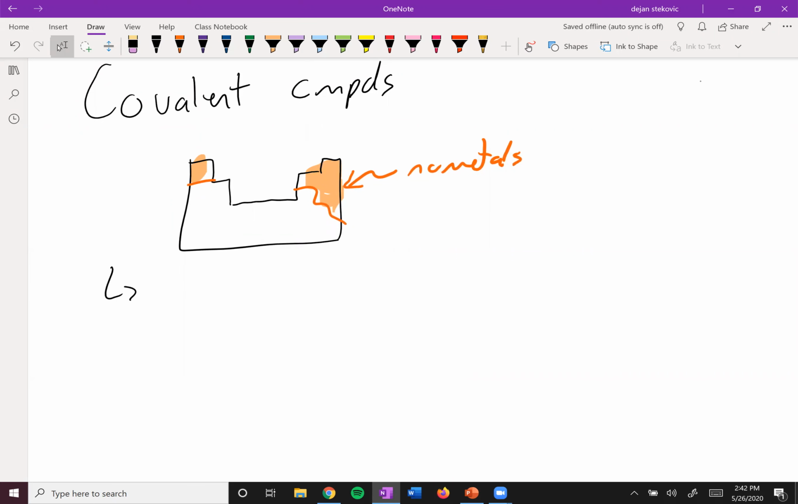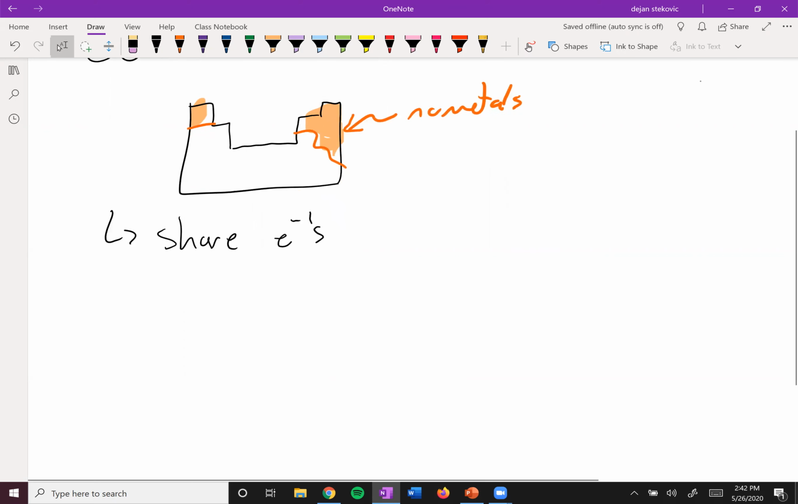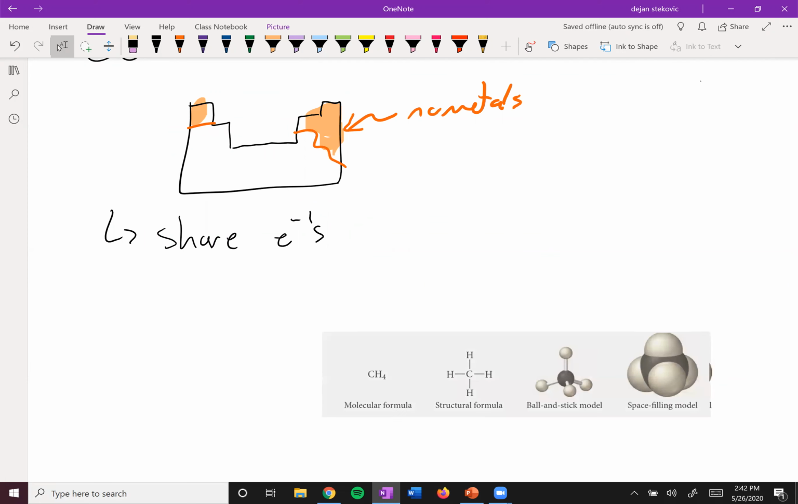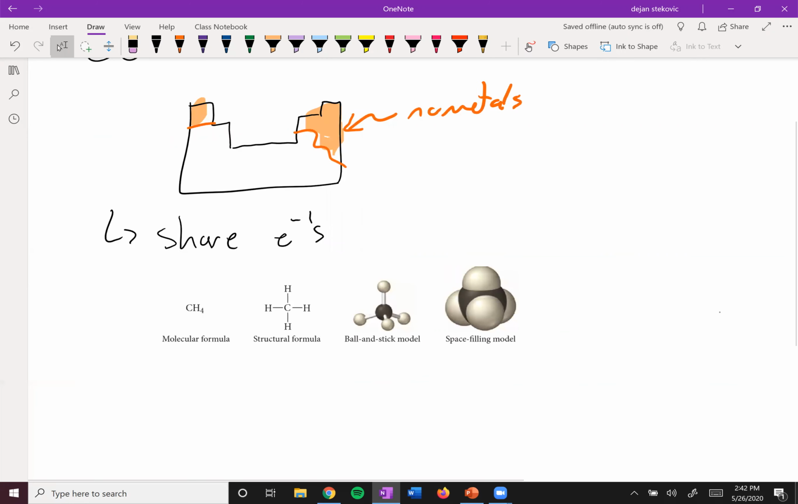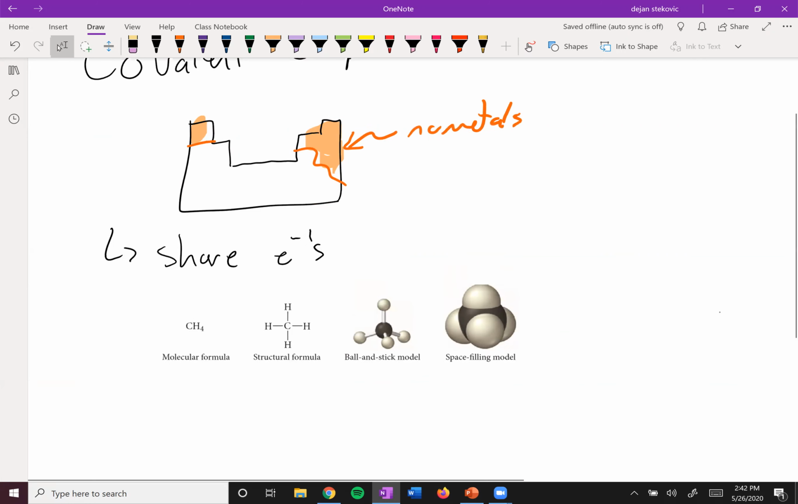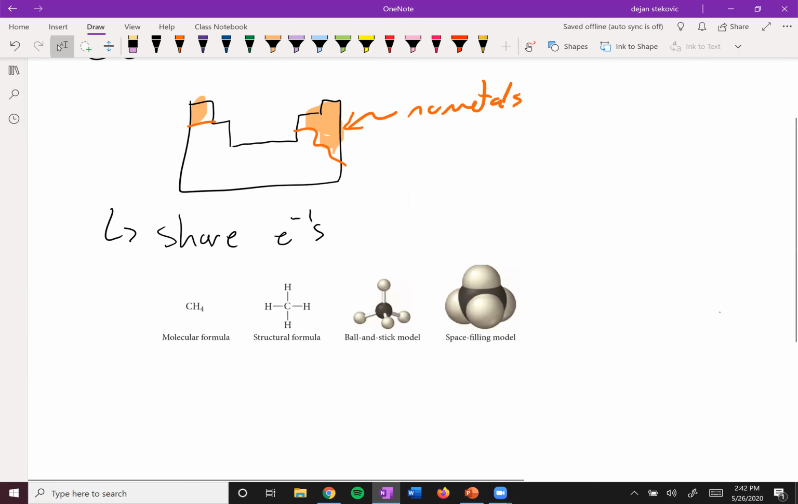Instead of transferring electrons, covalent bonds share electrons. They share electrons in what are known as chemical bonds. We'll go a lot deeper on this later on, but for now we just need to know that when we have multiple nonmetals, we see a sharing of electrons. So there's CH4, an example of a covalent compound.